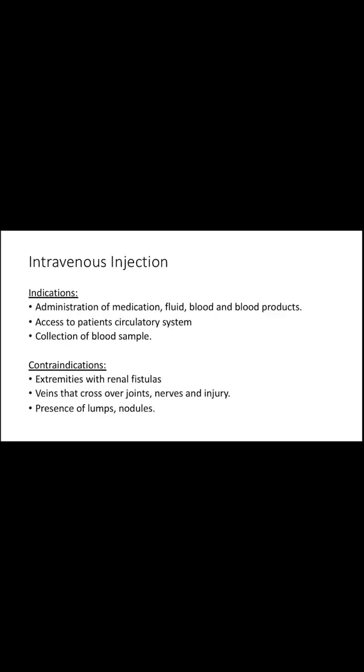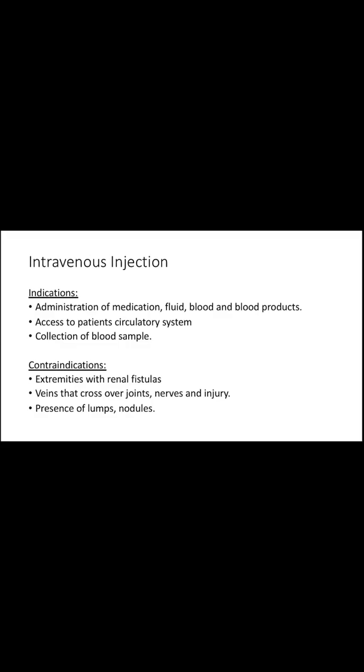I'm going to be talking about intravenous, intramuscular, and subcutaneous injection. Firstly, we have intravenous injection. This type of injection is made mostly into the cubital vein. They are also made into veins of the forearm, veins of the hand, and veins of the foot.